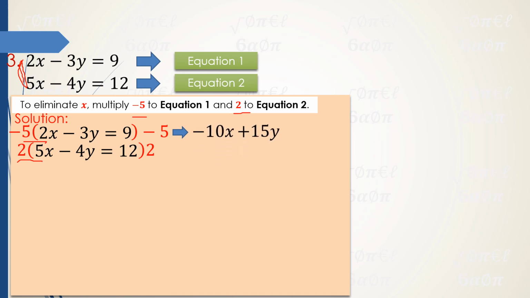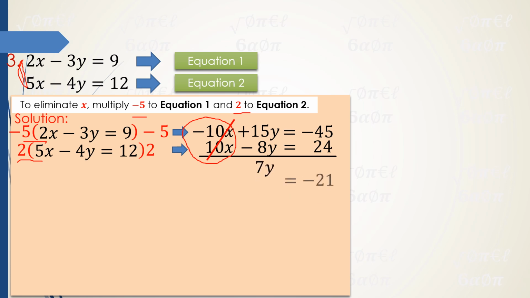Negative 5 times negative 3y is 15y. And negative 5 times 9 is negative 45. For equation 2, 2 times 5x is 10x. 2 times negative 4y is negative 8y. And 2 times 12 is 24. So, nagawa na yung gusto nating mangyari na magkakaroon tayo ng opposite. Okay, so negative 10x tapos yung isa positive 10x. Maka-cancel na yan. So, therefore, we'll have 15y minus 8y is 7y.